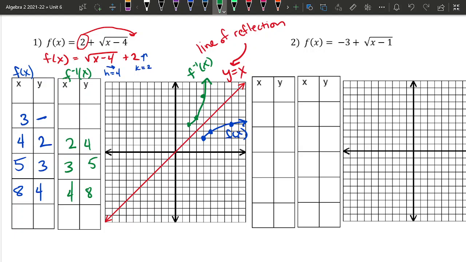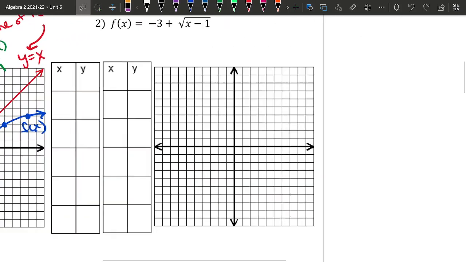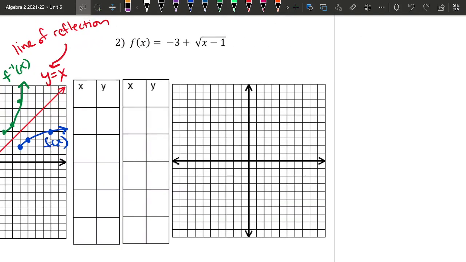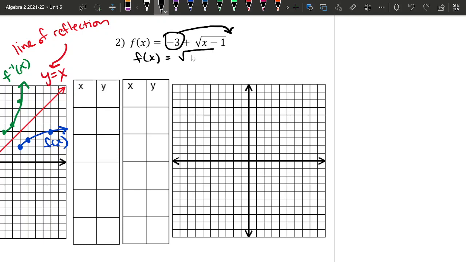All right, so let's look at another one, number 2. Again, it put the -3 in the front. I don't like it when it does that, so I'm going to move it. I'm not solving anything, so there's no signs changing. I'm just rearranging it, moving it to the end. So f of x equals the square root of x minus 1, and then minus 3 at the end. So now it matches my transformation equation.